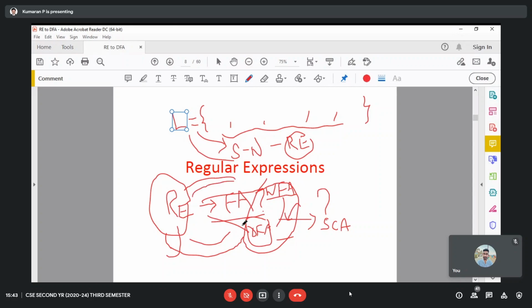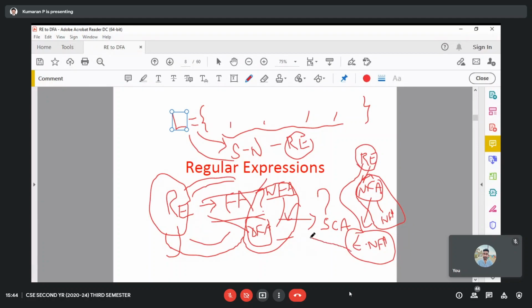Now we will see the regular expression to NFA conversion. By the way, the regular expression can be converted to an NFA, and here we have two types. The NFA is divided into epsilon NFA and another one, the direct, normal NFA itself. Then you can consider this: the regular expression can be directly converted to an NFA, or the regular expression can be converted to an epsilon NFA. Either way, our ultimate aim is to convert it to a DFA.